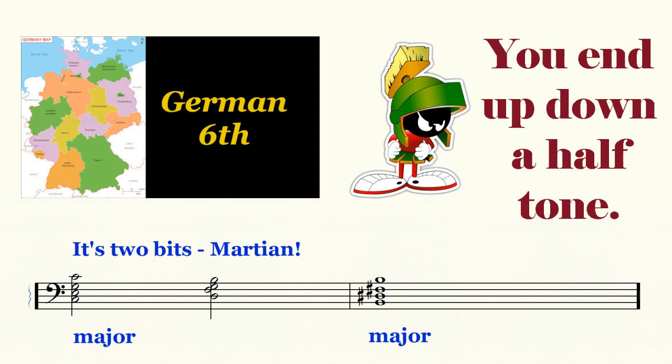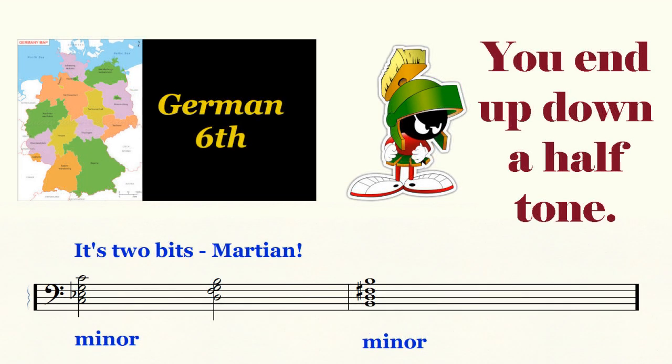Now you have Martian chord number 1, called the German 6th chord. Let's call this "it's 2 bits Martian style." Once again, you can use either major or minor chords for your first and third chords.